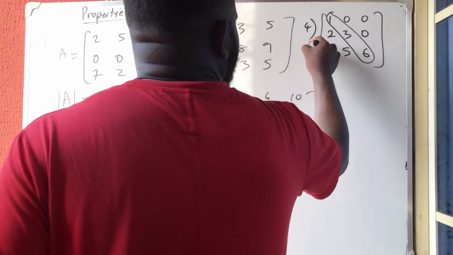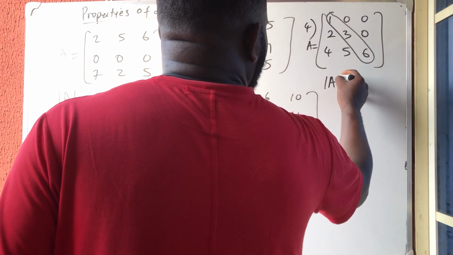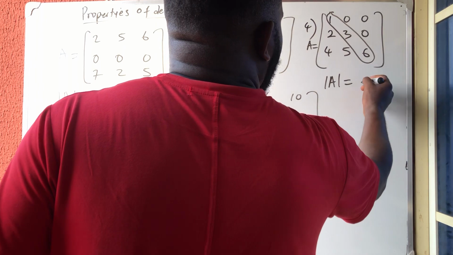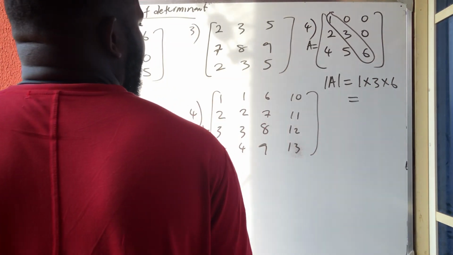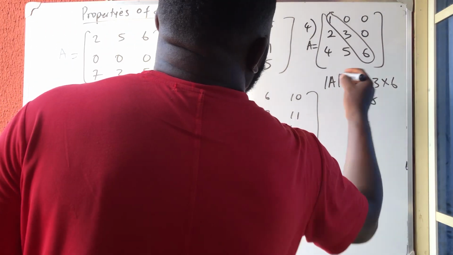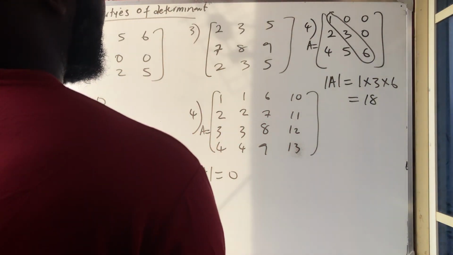So if A is equal to this, the determinant of this matrix is simply for us to multiply the diagonal: 1 times 3 times 6. As simple as that, and that is your answer. 3 times 6 is what? 18. And that's all. So you don't need to start stressing yourself.